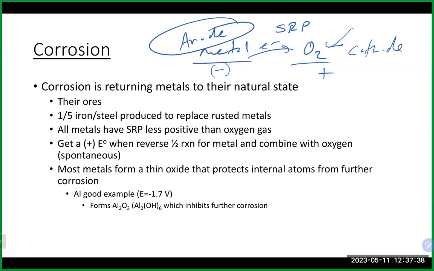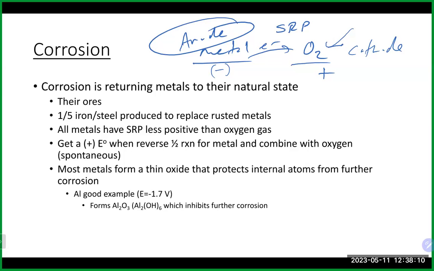So any metal that has a less positive SRP value than oxygen is pretty susceptible to corrosion and oxidation, and it's going to be a spontaneous process. Now, not all oxidation or corrosion of metals is necessarily a bad thing. Sometimes the corrosion can create a layer that will actually protect the metal underneath that hasn't gone through corrosion.